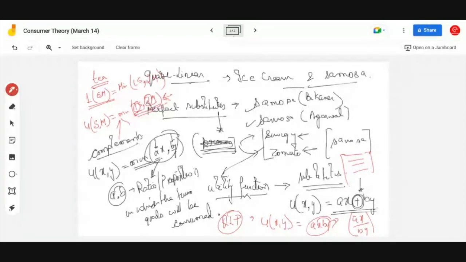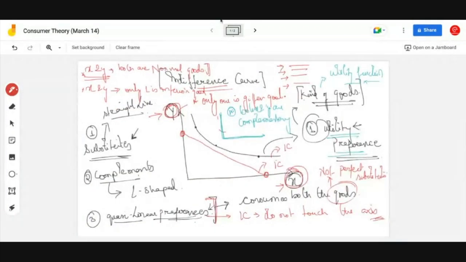Is that clear? Yes, sir. So this is something that we need to focus on. Anyone having any question?